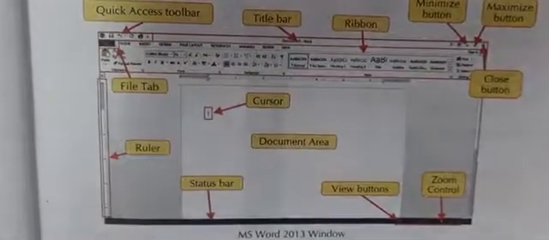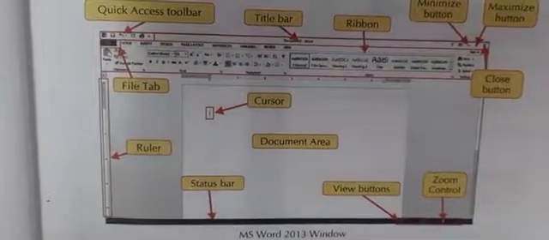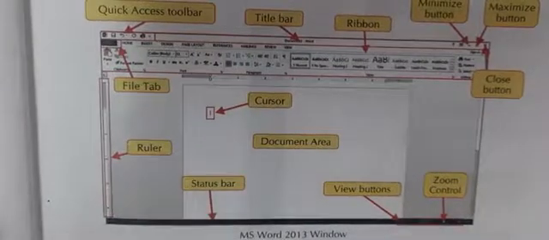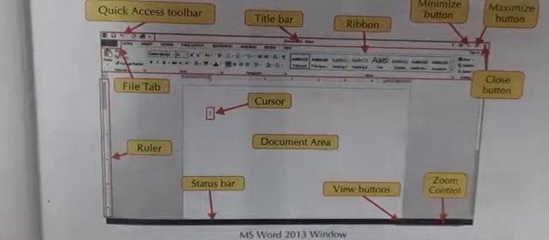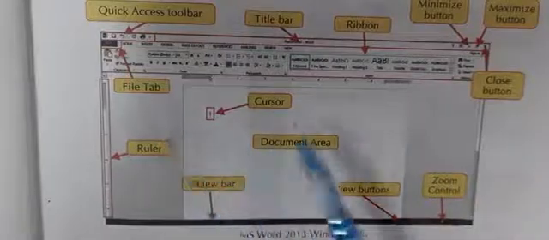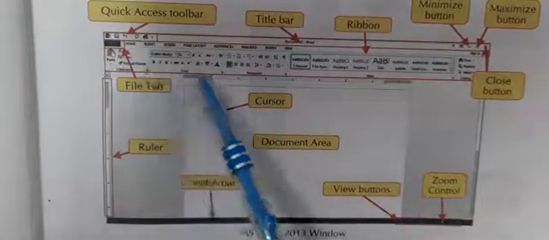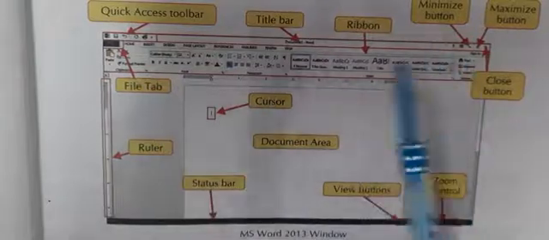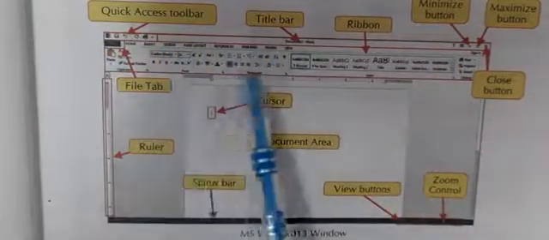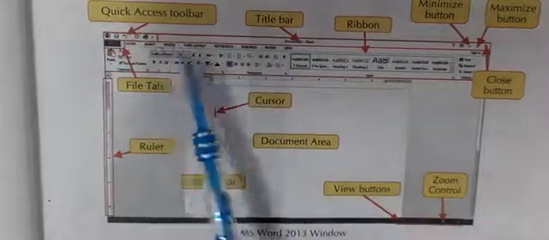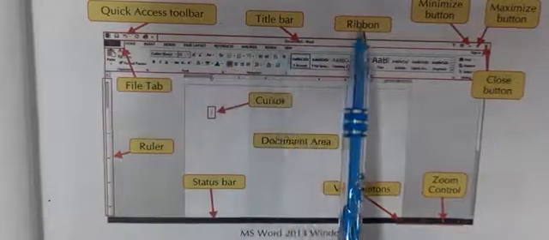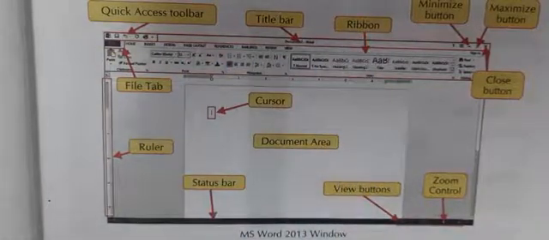Then the next part is the ribbon. What is a ribbon? It is a strip which consists of several tabs and groups. All the tabs and all the groups present under these tabs are included in the ribbon.